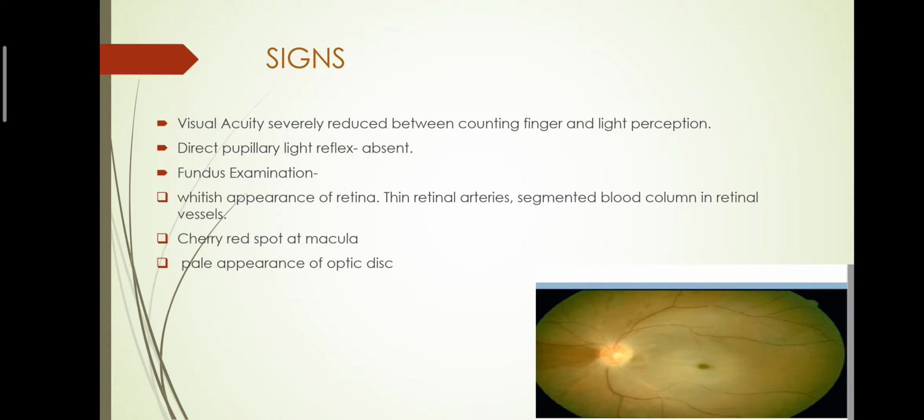So just remember this: pale, whitish retina, arterial attenuation, segmented blood column in the arteries, that is cattle tracking, cherry red spot, and optic disc pallor. These are the important signs which we see in central retinal artery occlusion.